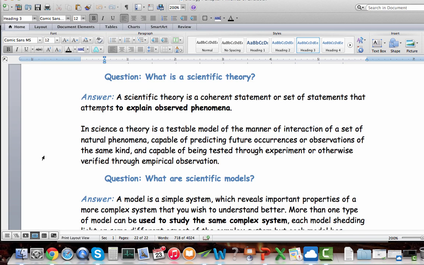Question: what is a scientific theory? Answer: a scientific theory is a coherent statement or set of statements that attempts to explain observed phenomena. In science, a theory is a testable model of the manner of interaction of a set of natural phenomena capable of predicting future occurrences or observations of the same kind. A theory is capable of being tested through experiment or otherwise verified through empirical observation.